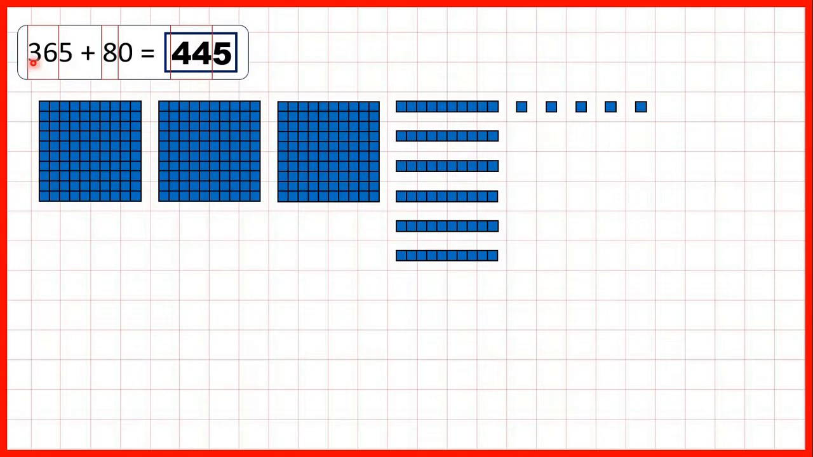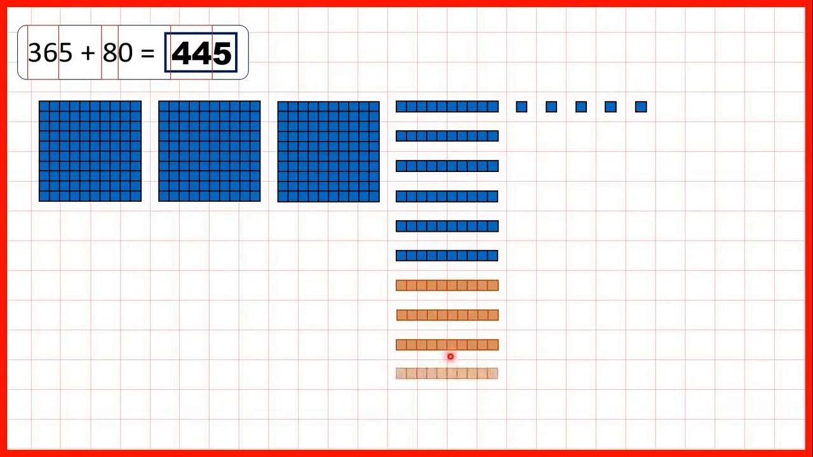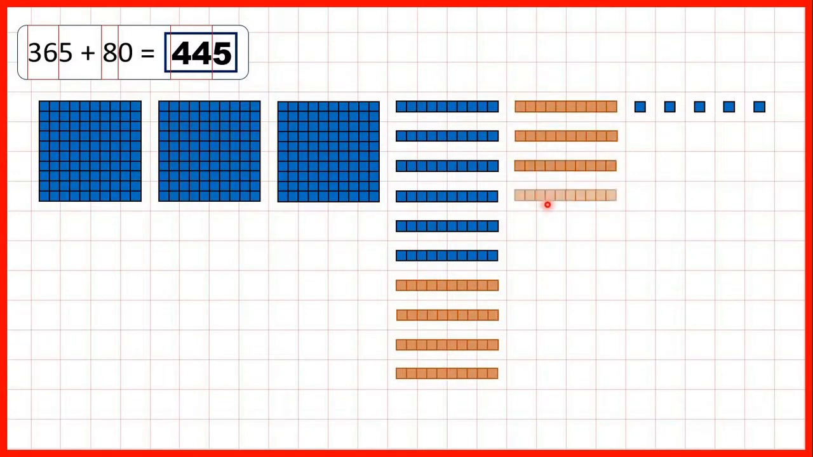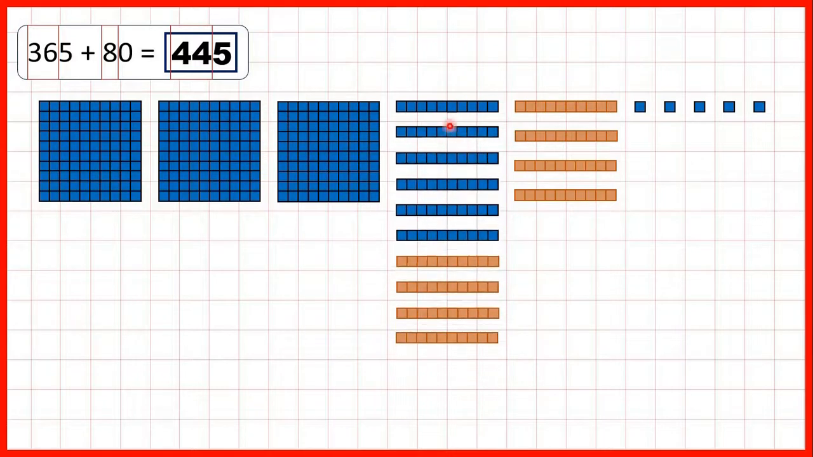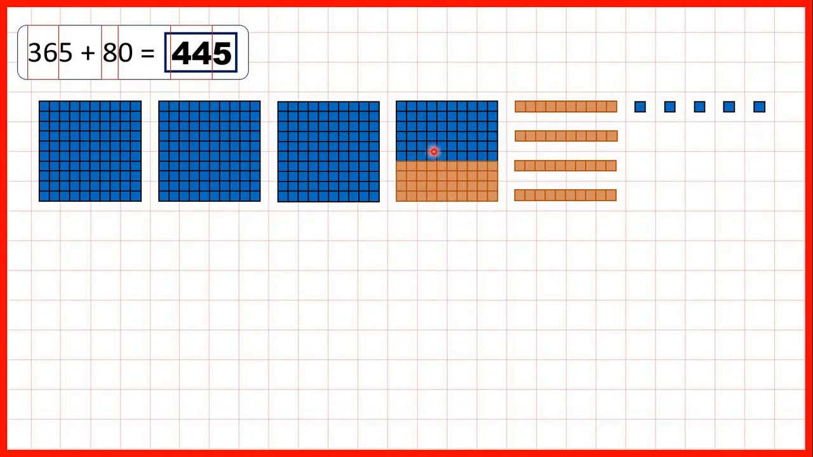Now let's look at 365, so 3 hundreds, 6 tens, 5 ones, and we need to add 8 tens. We can add 1, 2, 3, 4, 5, 6, 7, 8. Now 6 plus 8 is 14, and we have 14 tens. But we can't write 14 as our tens digit because when we have 10 tens, we regroup those into an extra 100.